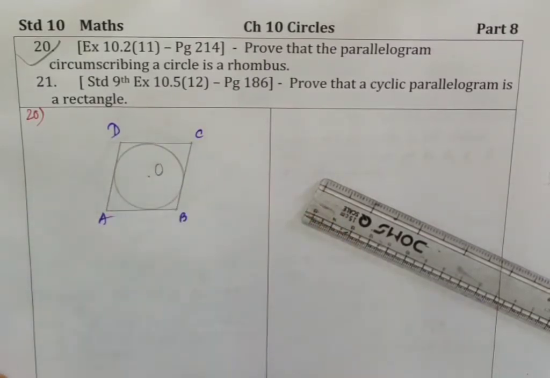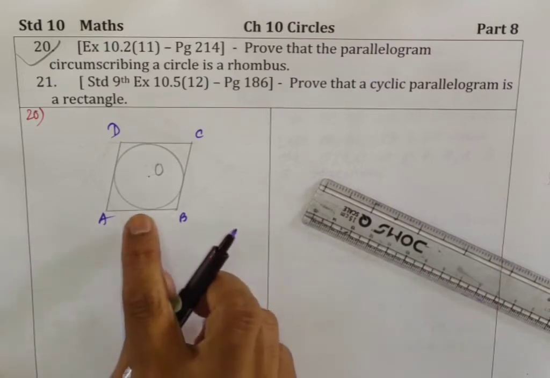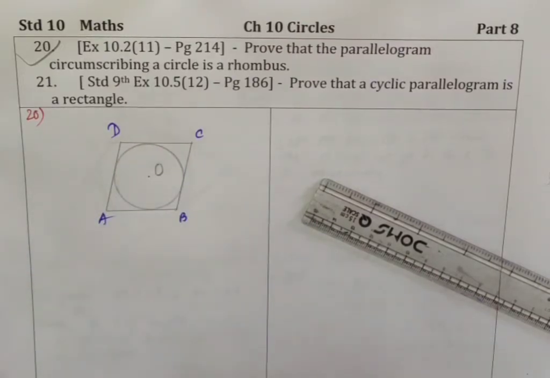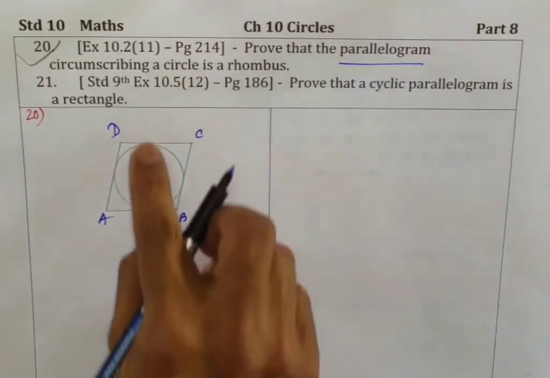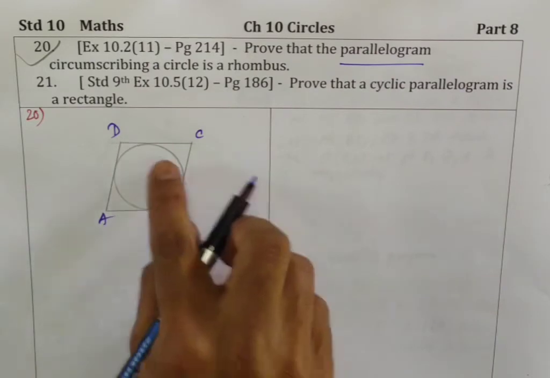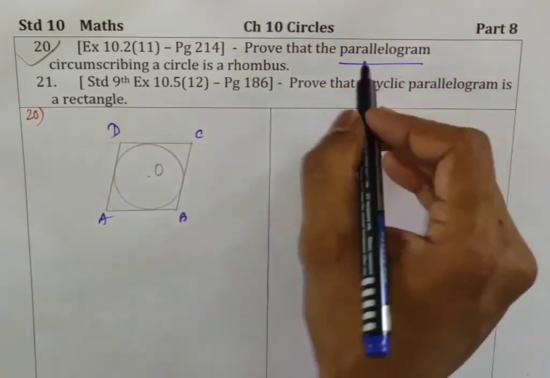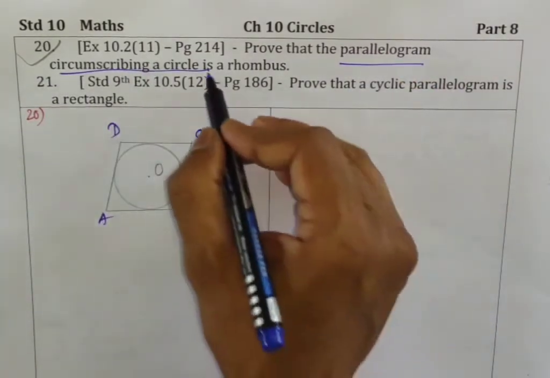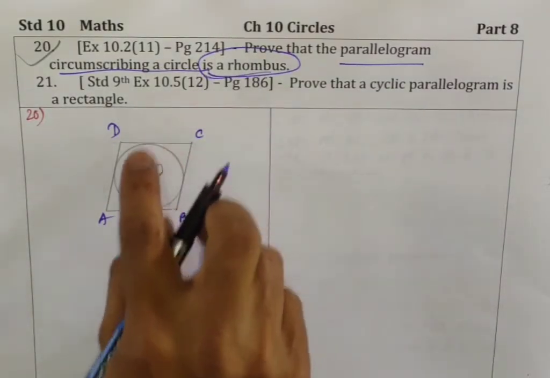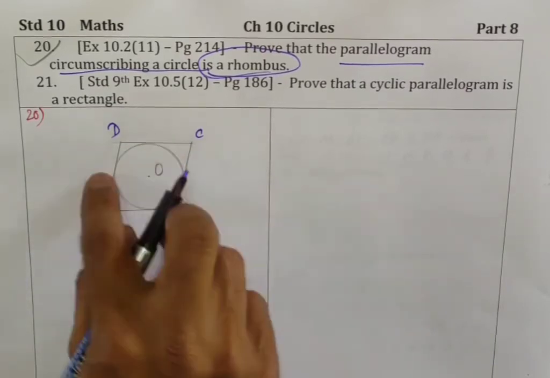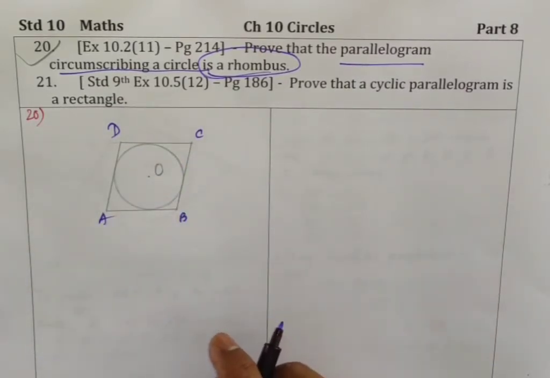What we have to prove? It is a rhombus. Children, doesn't it look like a rhombus? Yes. Now when is a quadrilateral a rhombus? A parallelogram having all sides equal. Because parallelogram is already given. The quadrilateral which is circumscribing a circle is a parallelogram. A parallelogram circumscribing a circle is a rhombus. So if a parallelogram has adjacent sides equal or all sides equal, then it is a rhombus.